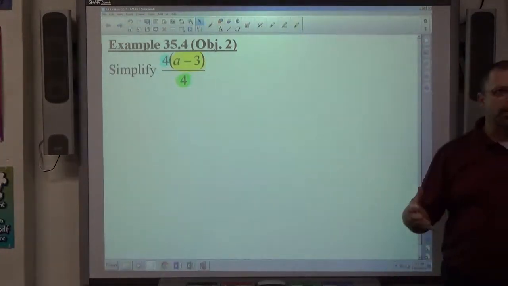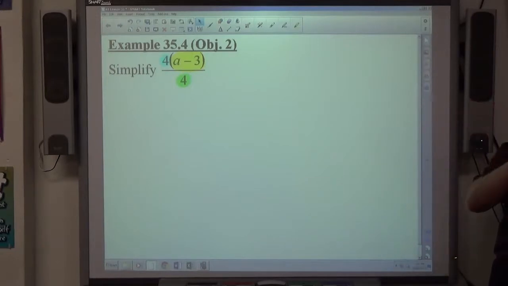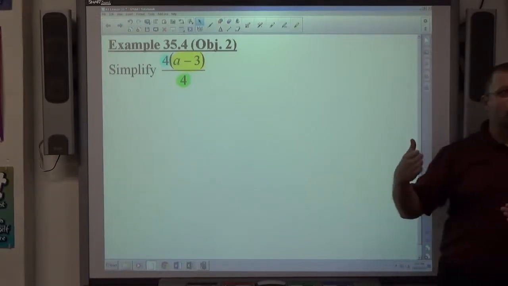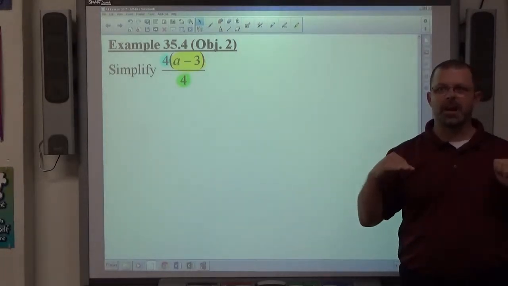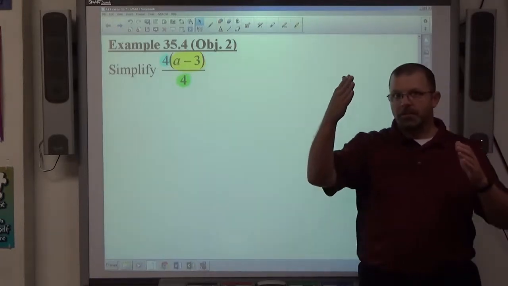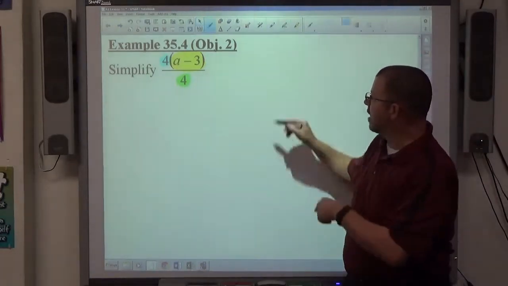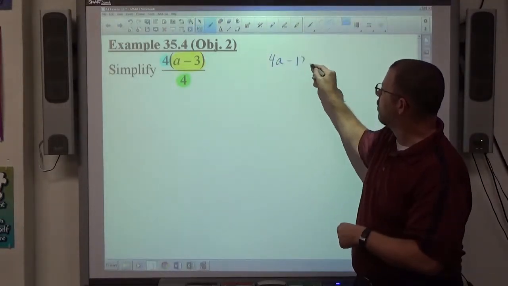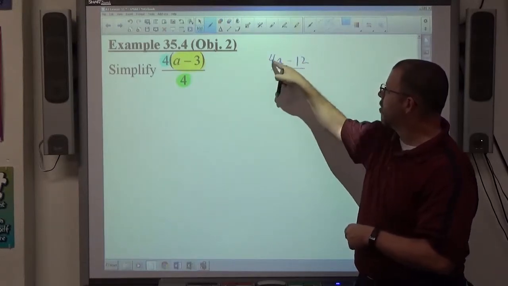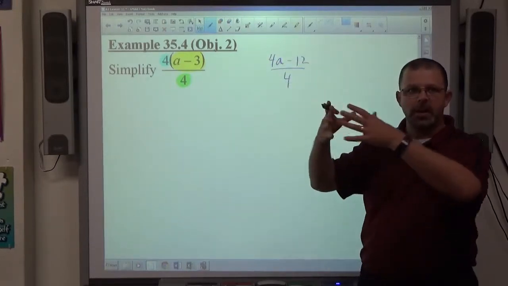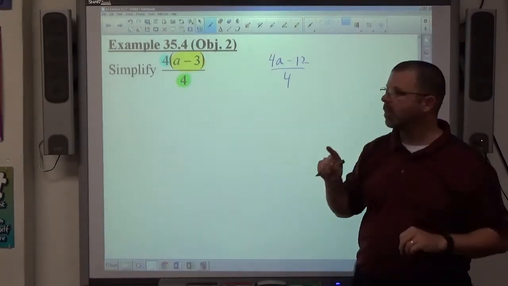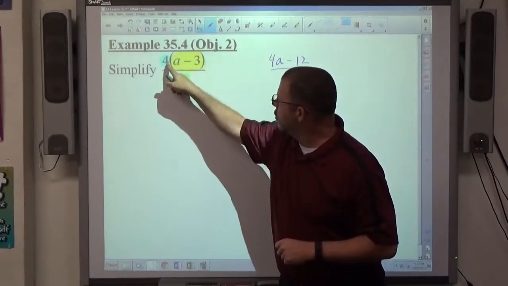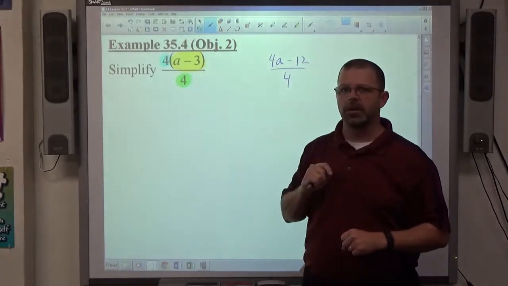When you get things factored, 4 and a minus 3 are two different factors of the same multiplication problem. They can be worked with individually, whereas if they're addition or subtraction, they have to be worked with together. So if I have like 4a minus 12, which is what that's the same as, right? 4a minus 12 over 4. I have to work with both of these together because they're being subtracted. They're not one expression. They're two different pieces. Okay? These two pieces can work independently of each other.